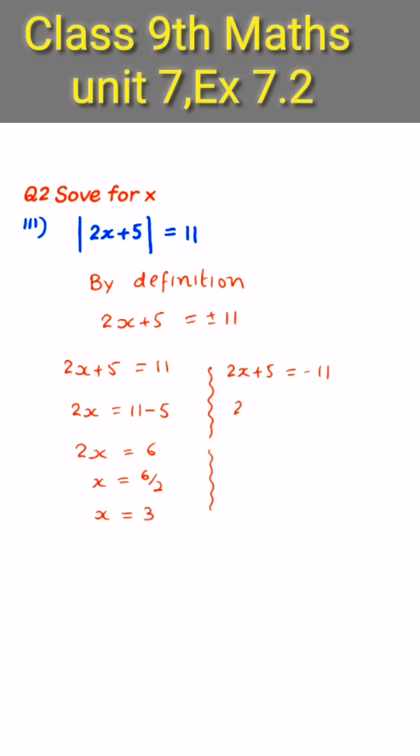In the second case, 2x will be equal to minus 11 minus 5, which will become minus 16. So x will be equal to minus 16 divided by 2, which is equal to minus 8. So the solution set will be equal to minus 8 and 3. The smaller number will be at the left hand side and the larger number will be at the right hand side. That is our solution set.